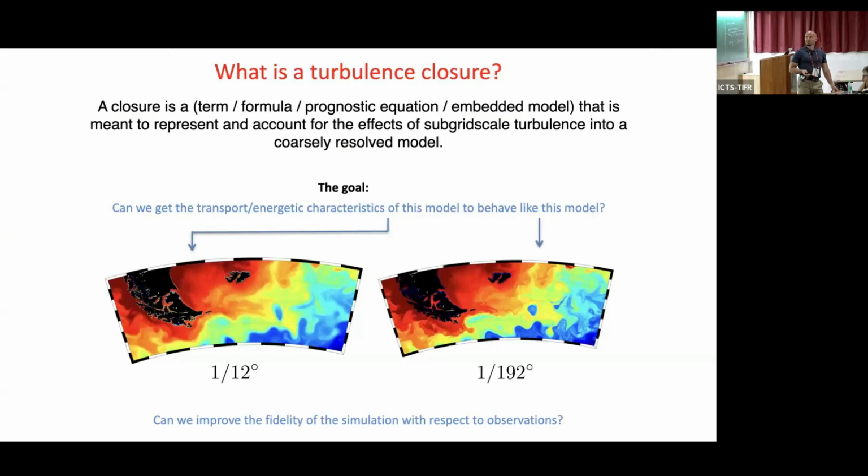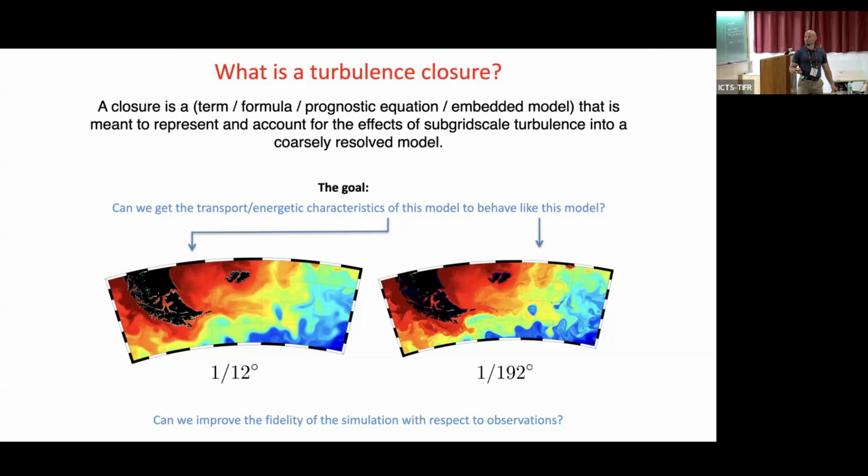So this all boils down to what is a turbulence closure. A closure is something, and by something it could be a term, it could be a formula, a prognostic equation, an embedded model, a neural network, any number of things. And this closure is meant to represent and account for the effects of subgrid scale turbulence in a model where the grid resolution is not sufficient to resolve the turbulence.